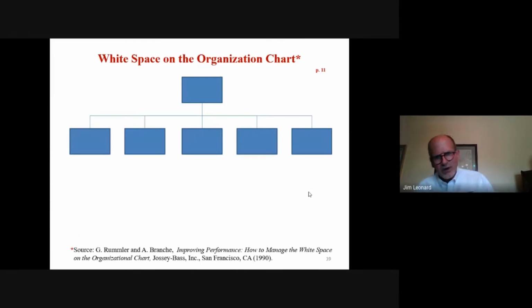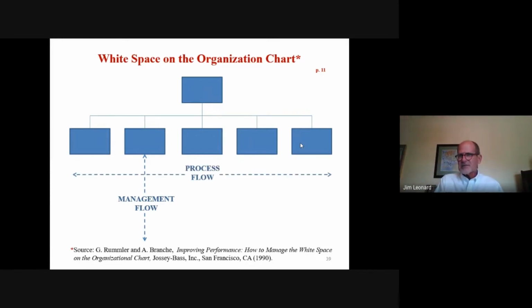And two authors, Rummler and Brache, years ago wrote a book about white space. They introduced the concept of white space. So in the organization chart, we have our general manager, we have the new product development manager, operations manager, quality manager, analytical lab, packaging and distribution. And Rummler and Brache pointed out, we manage top-down. Management flow is top-down. But customers are served horizontally.